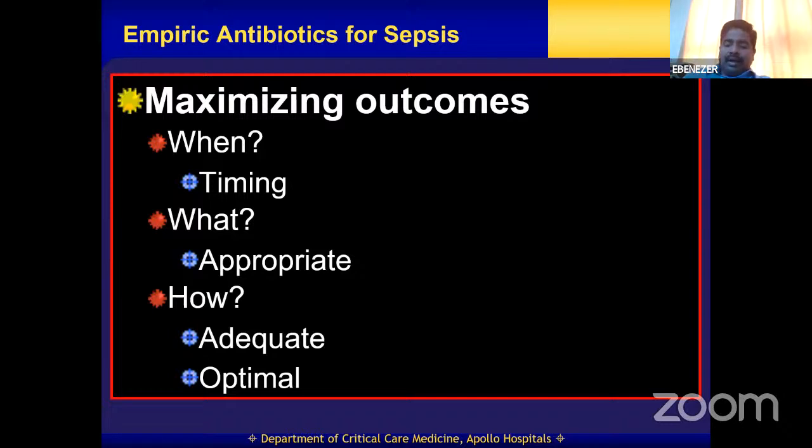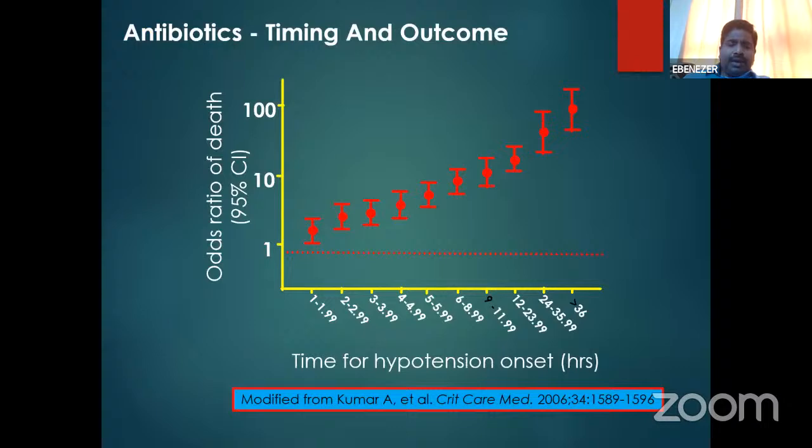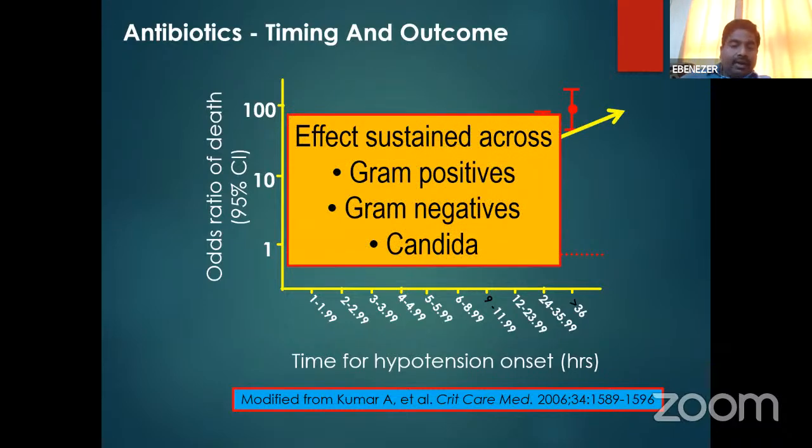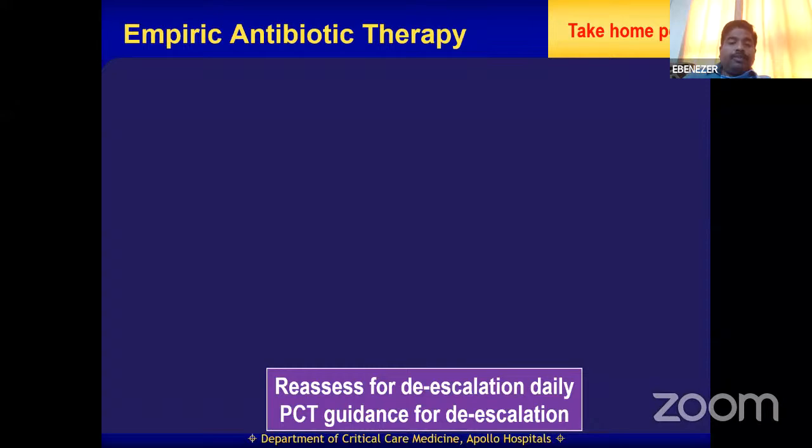So now once you've decided about antibiotic, there are certain things you have to understand. This particular graph clearly proves that the time to antibiotic decides the hypotension effect also. Time to antibiotic decides the mortality also. The more you allow the patient to be hypotensive and the patient is not on an antibiotic, automatically the mortality will shoot up. This effect is sustained across gram positive, gram negative, and Candida. Across all organisms, the earlier you start an antibiotic and antifungal, that will give you the best possible result.